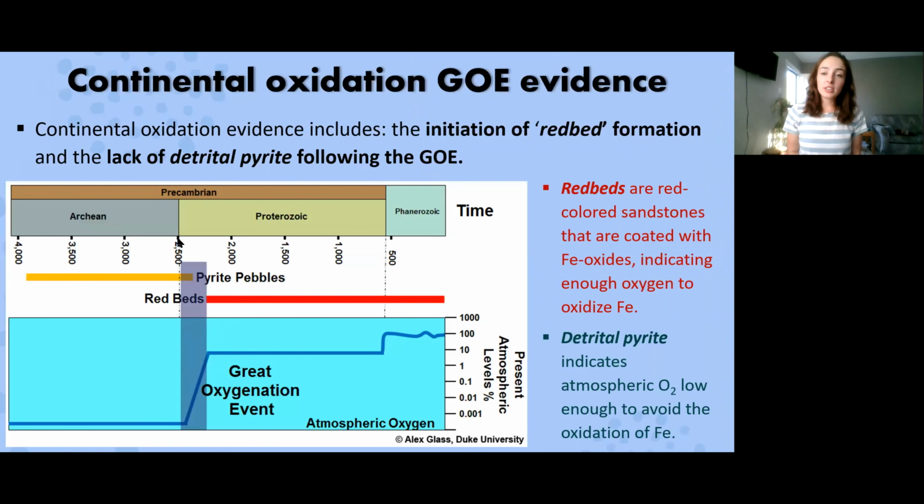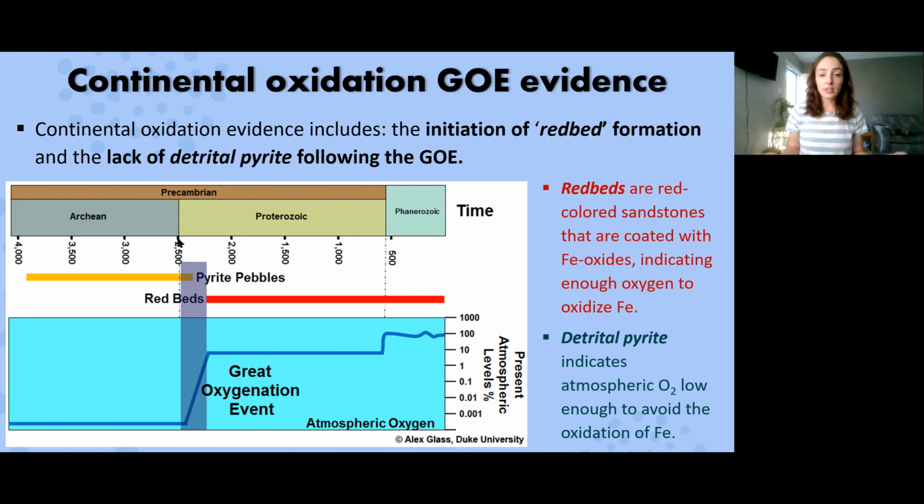Now, in terms of continental oxidation evidence, this goes along similar lines as what I was just talking about, but basically we have evidence for both red beds after the GOE and detrital pyrite before the GOE. These are just two examples of continental oxidation evidence. Red beds, for example, are red colored sandstones or paleosols that are coated with iron oxides, which is why they're red colored. Iron oxide is rust. And this iron oxide coating indicates to us that oxygen had accumulated enough in the atmosphere to cause iron to oxidize.